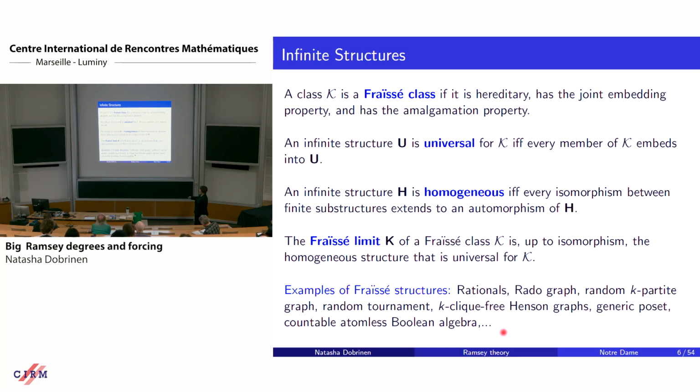Okay. So examples of Fraïssé structures are things you've seen most of your life, like the rationals are the Fraïssé limit of the class of finite linear orders. The Rado graph is the Fraïssé limit of the class of finite graphs. The random k-partite graph is the Fraïssé limit of the finite k-partite graphs, and so forth.